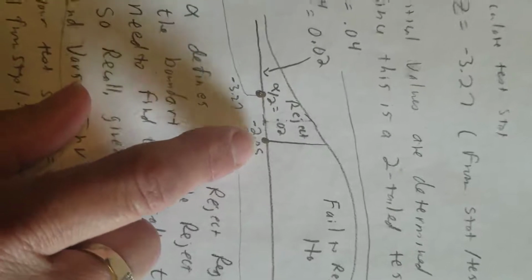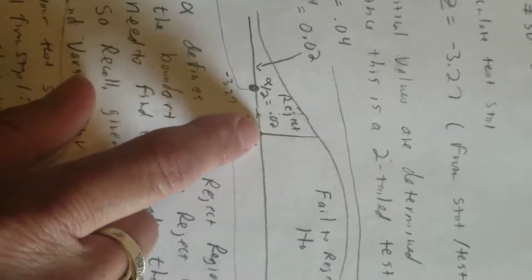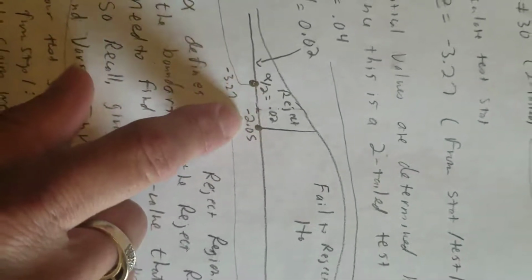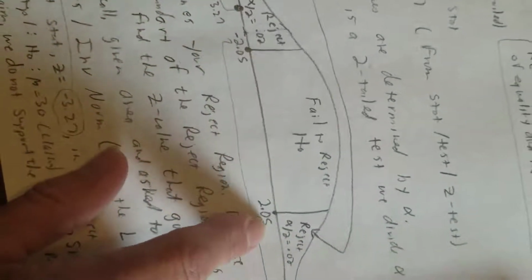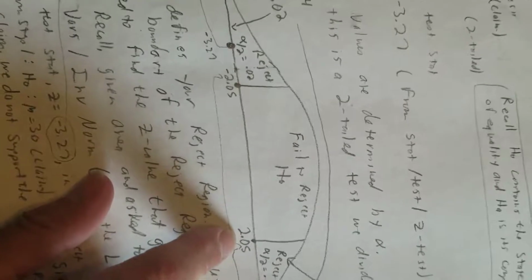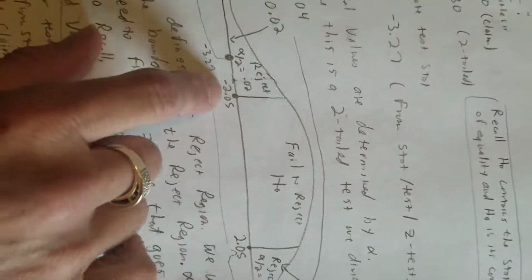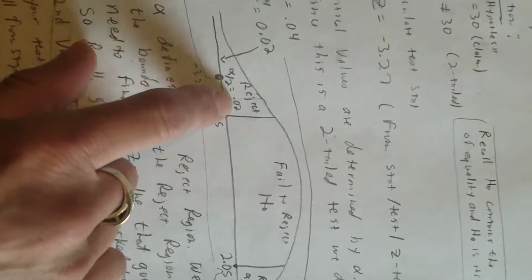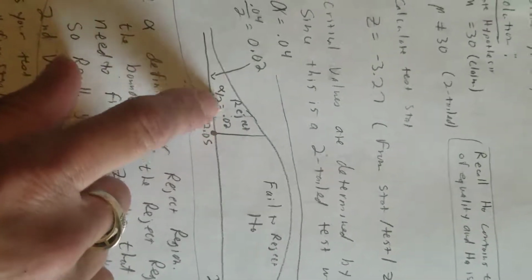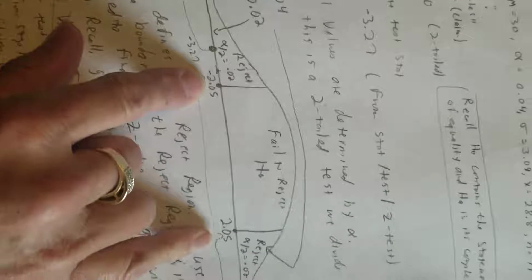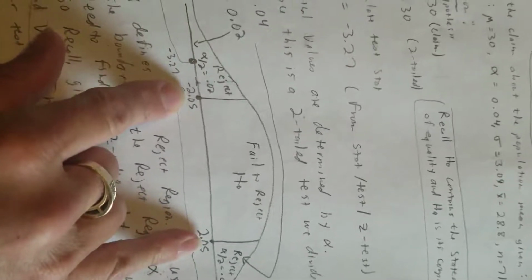Based on symmetry, if the area to the left of this point on the z-axis is negative 2.05, the area to the right of 0.02 over here is positive 2.05. They are complements. I find the one over here first because it's the easiest, because the calculator wants area to the left and I don't have to do any work to find that. Okay, so now I have my critical values.